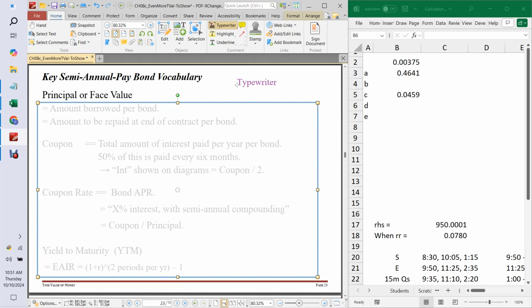Okay, before we can go any further into these ubiquitous semi-annual pay bonds, we need to know some basic vocabulary. So the folks in what I call bondland who specialize in this type of bond have developed some vocabulary around these semi-annual pay bonds, and we need to know it. So heads up, on exam 2, you will need to know this vocabulary. You can have a helper sheet again, so I would recommend that you go ahead and maybe put this on your helper sheet or memorize it.